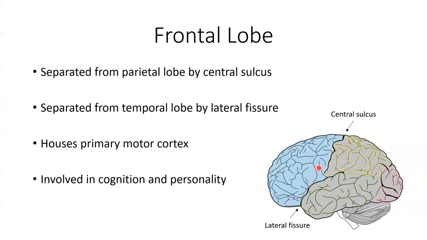The frontal lobe is the most anterior part of the brain. It's this section highlighted here in blue. It's separated from the parietal lobe by the central sulcus, so a little groove here, and from the temporal lobe, which is this one here, by a lateral fissure, so a much deeper groove.